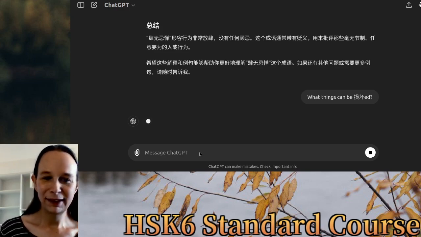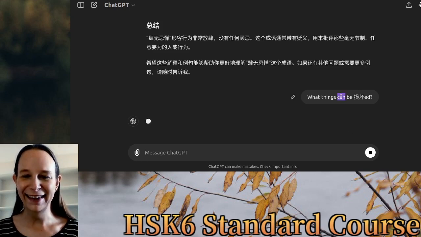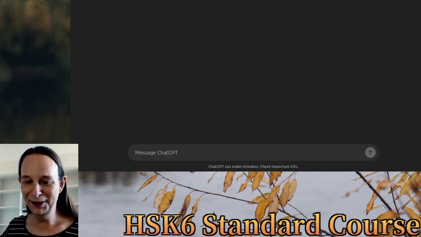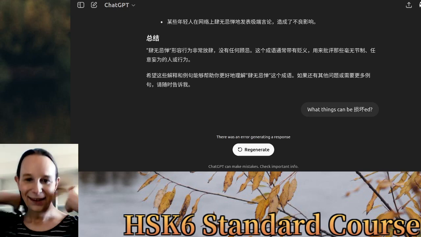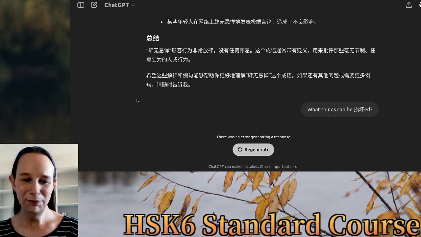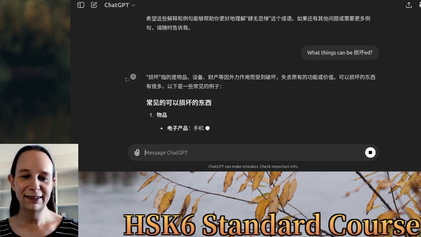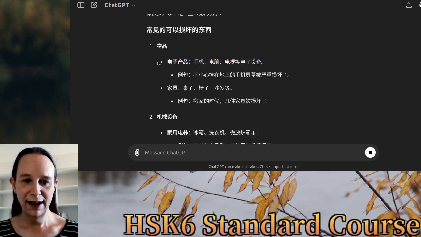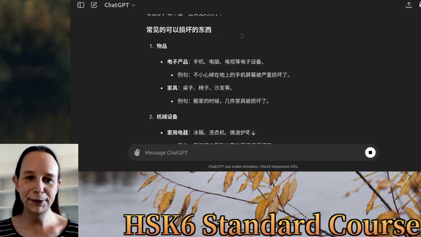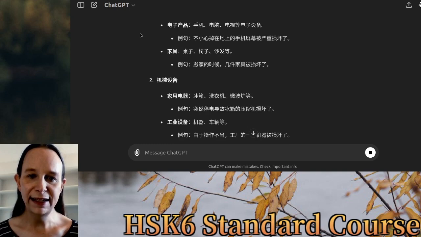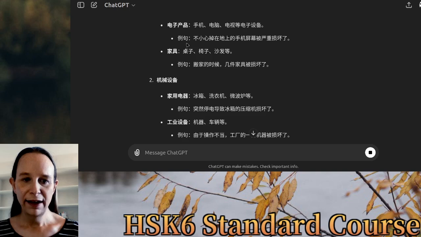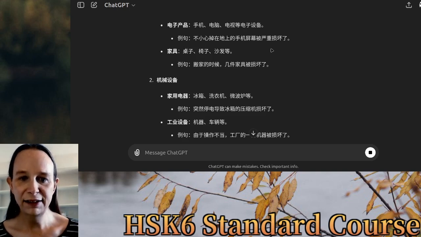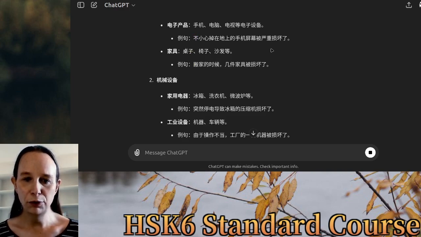你破坏了我的汽车. 你肆无忌惮地闯红灯, you recklessly went through the red light. 破坏了我的汽车. Alright, 损坏, what things can be damaged? So you can damage 东西, physical things, like 电子产品, 手机电脑, 电视等电子设备. 不小心掉在地上的手机屏幕被严重损坏了. So your phone screen is damaged, 损坏, okay.